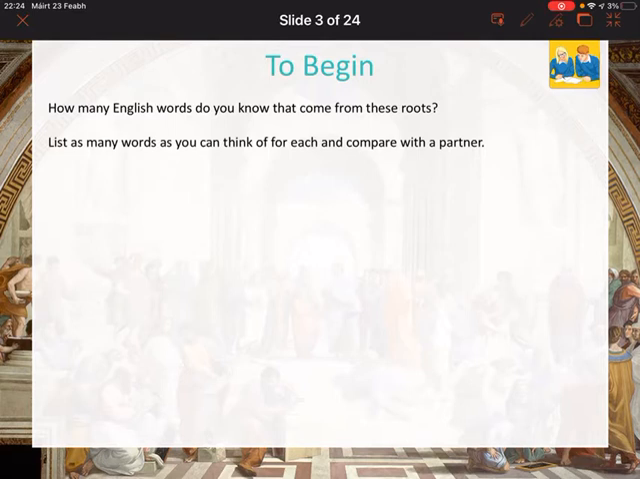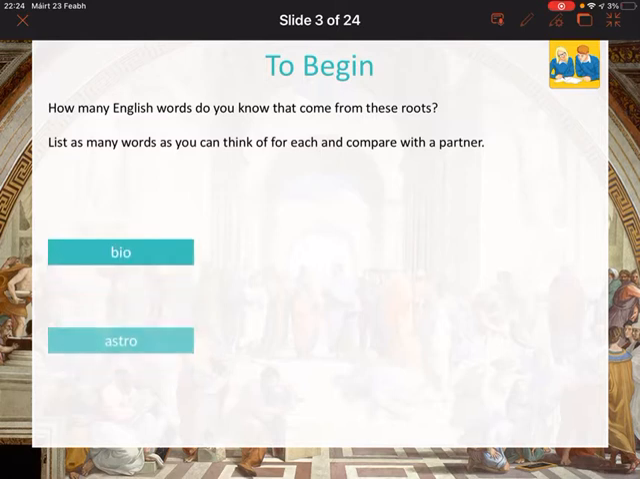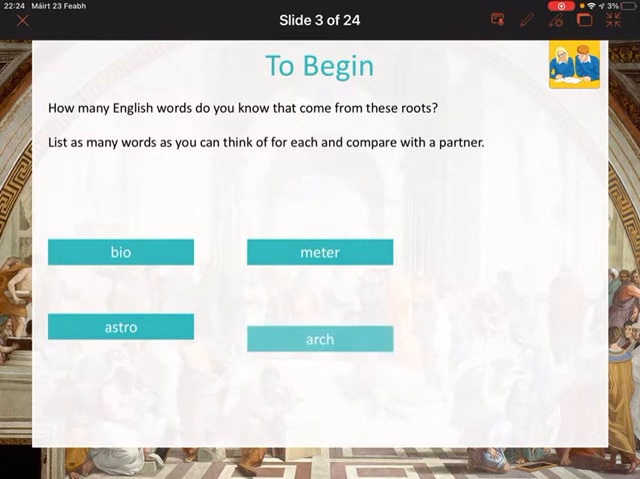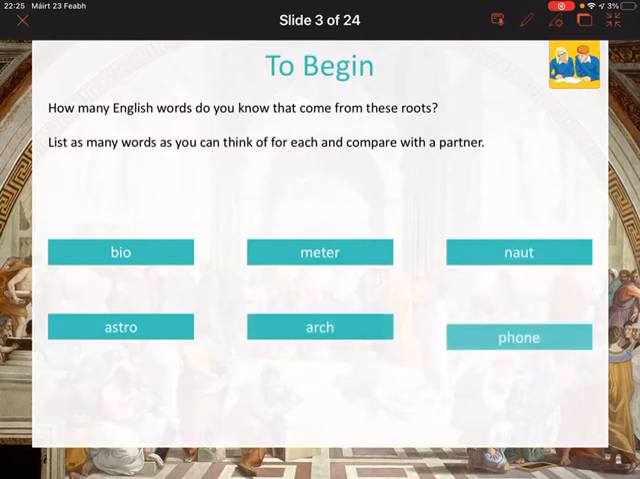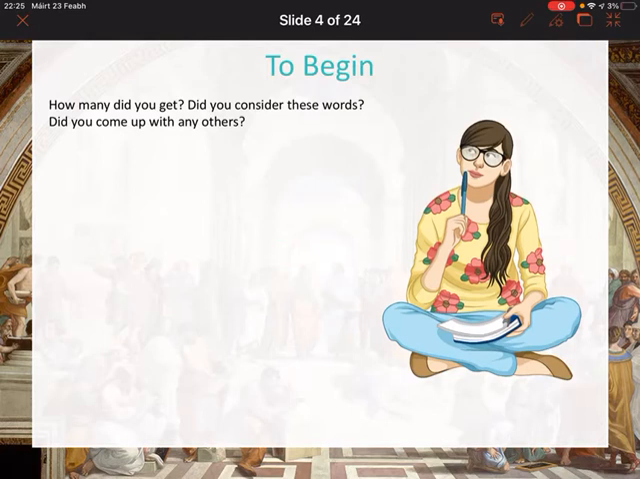Okay, so how many words do you think begin from these roots? So list as many words as you can think of for each and compare with a partner. So bio, astro, meter, arch or arc, naut, and phone. Okay, so you can pause it now and see how many you can come up with. Take about a minute or so to think them up, and then you can go on.